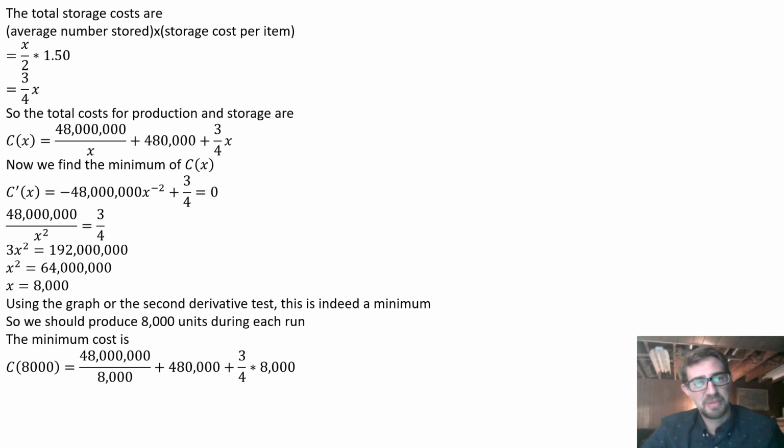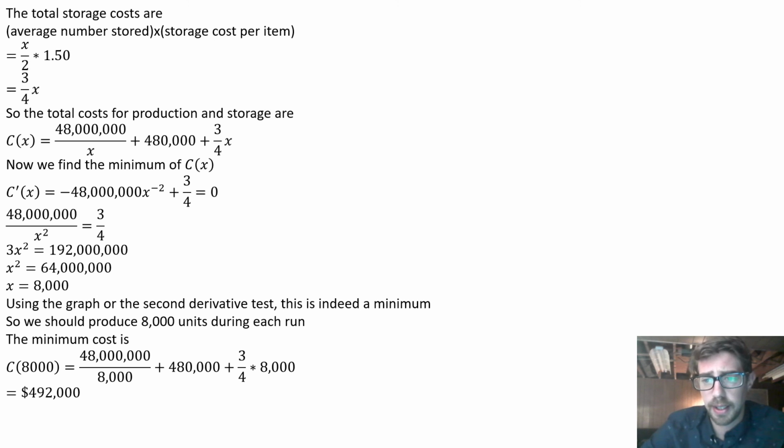So the actual minimum cost, again, you just stick it back into C. So it's 48 million over 8,000 plus 480,000 plus 3/4 times 8,000. And that's obviously just a calculator thing. $492,000. So that's the least we can possibly spend on our whole year of producing and storing things.